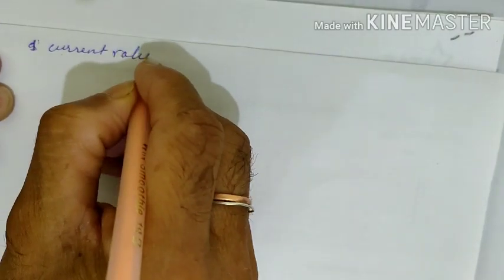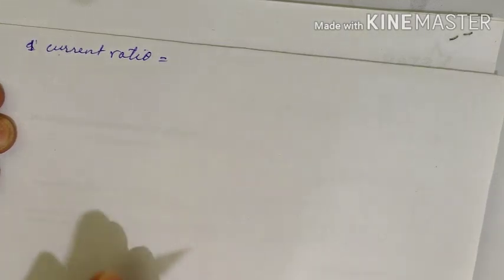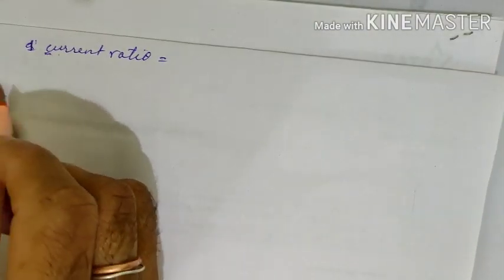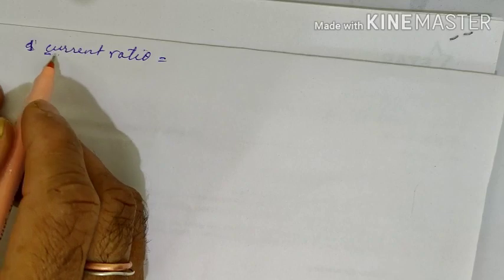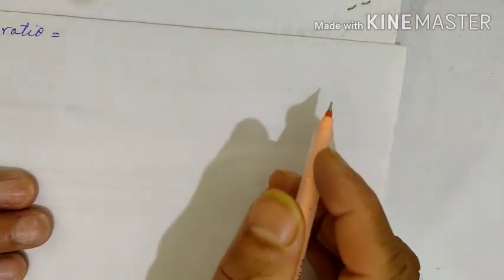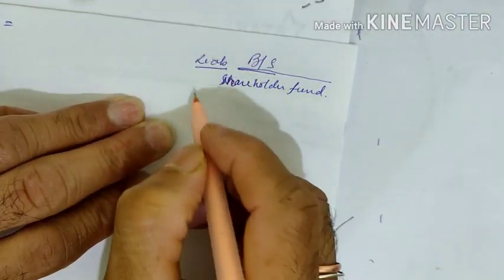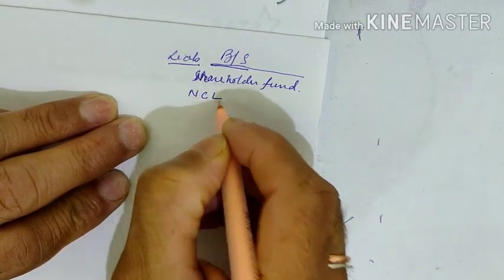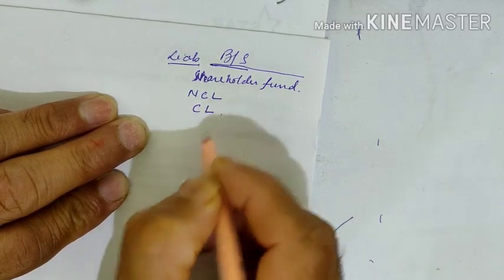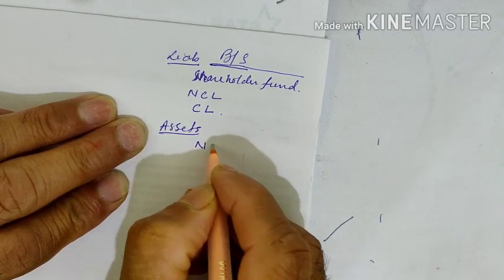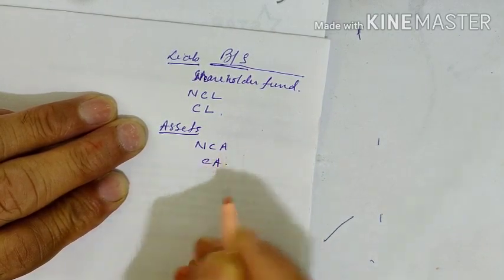Current ratio. You require two factors, that means one as a numerator, another as denominator. Since there is a word current ratio, you take those factors which are related to current, right? Before understanding this current ratio, I'll just explain to you about the balance sheet. On the liability side, you have shareholders fund, then non-current liabilities, then current liabilities. And on the asset side, you have two factors, non-current assets and current assets.